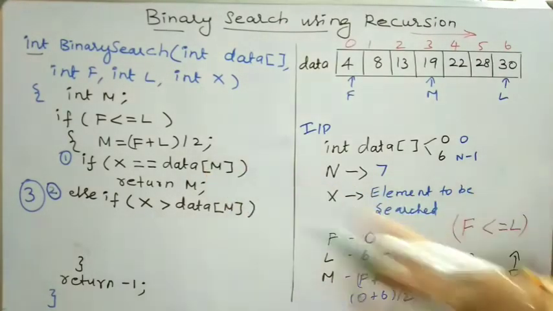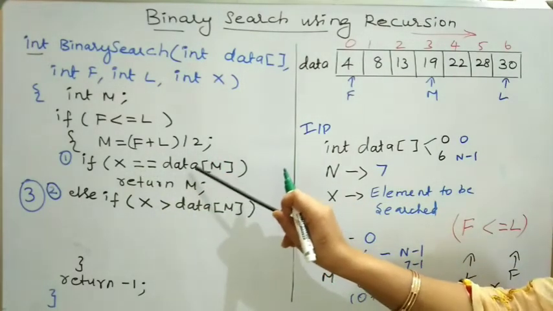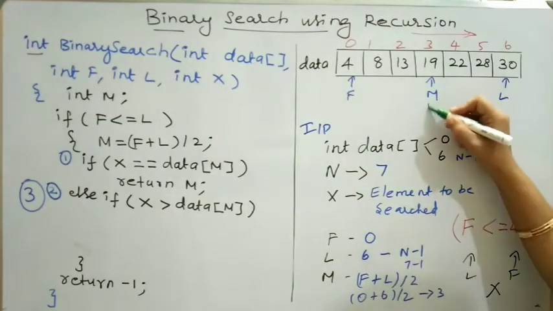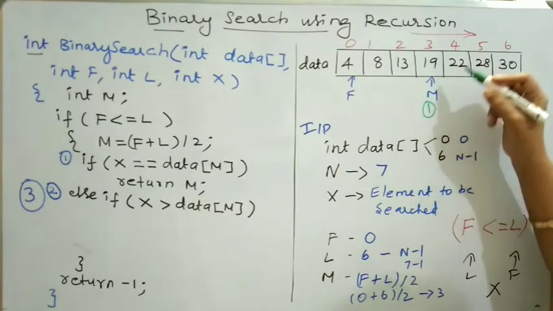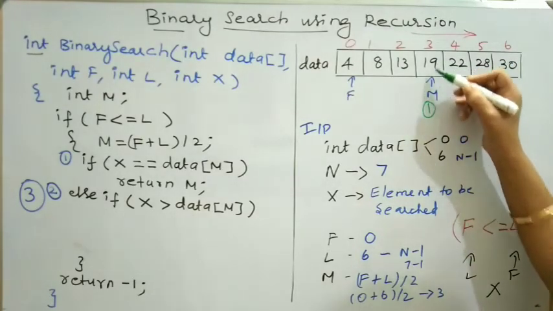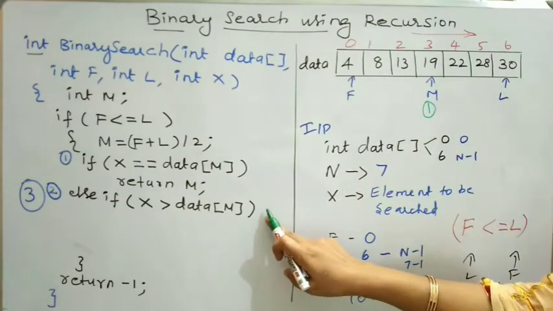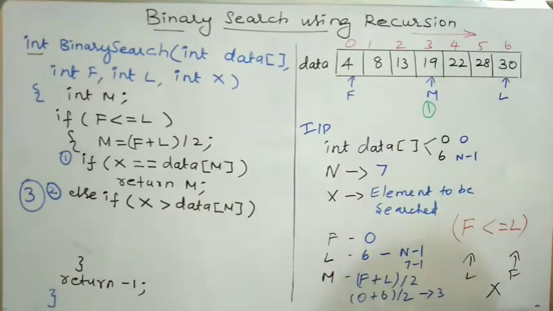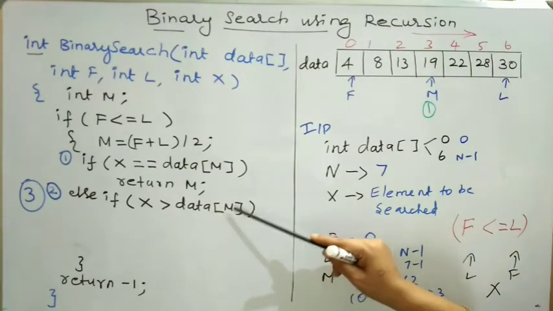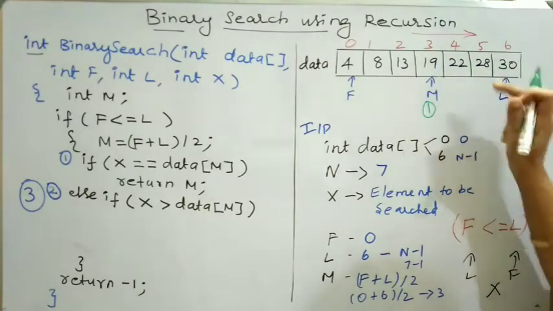Condition 1 is specified in the if part. The element which I am looking for is equal to the element in the middle index position m of this data array. So this is my first condition. If the condition is not satisfied, I am moving to the second condition. Second condition, the element which I am looking for, x, is greater than the element in the middle index position m of my data array. So the element I am looking for is greater than this 19.